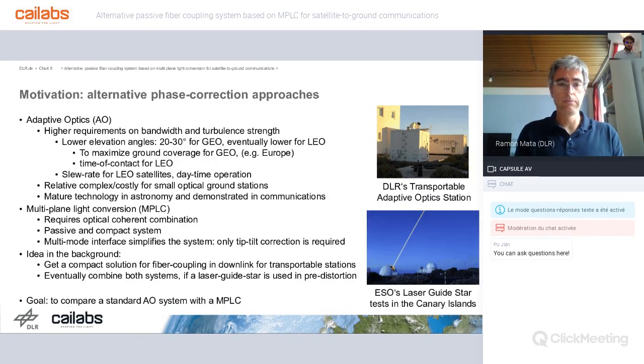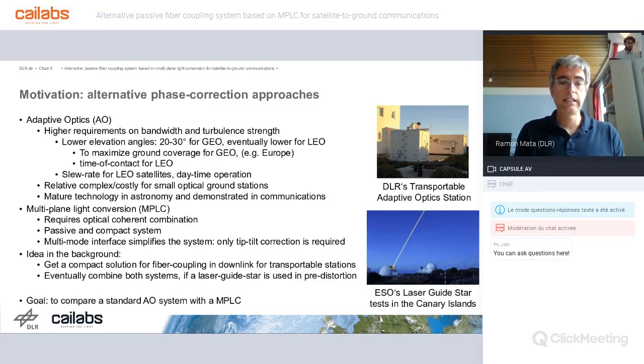So the second technology is the multiplane light conversion. In that case, we have the light coupled into a multi-mode fiber, and this light is split into different single mode fibers. There's an optical coherent combination of the different fibers, but it's a passive and compact system. And this multi-mode interface makes the system quite simple.